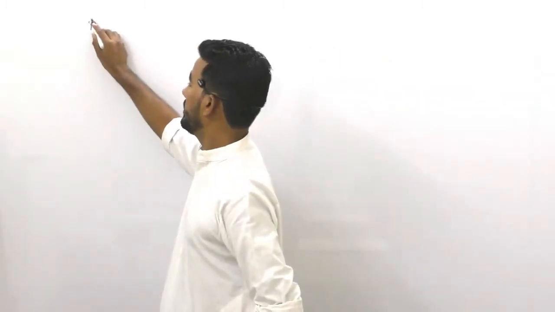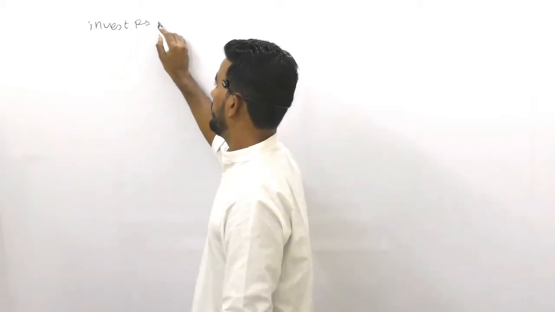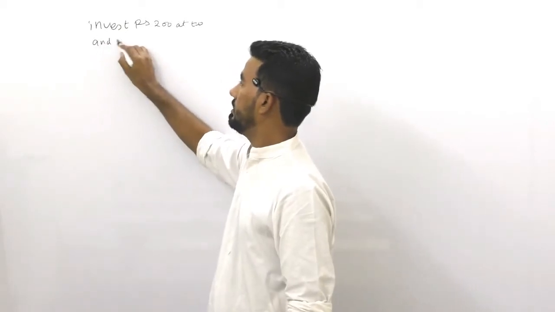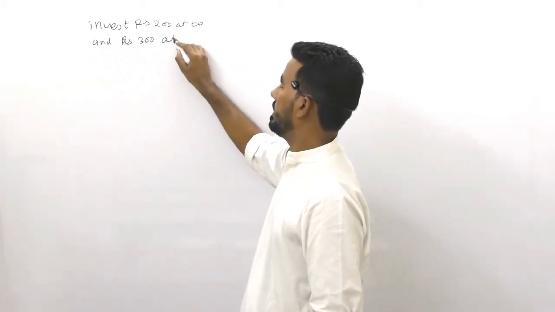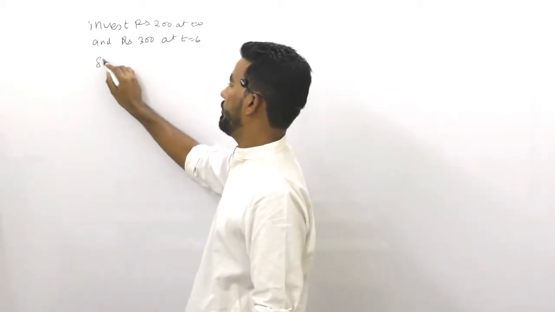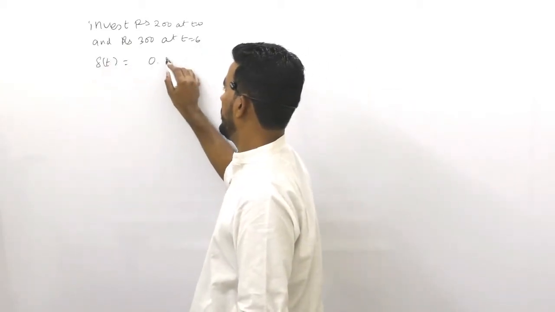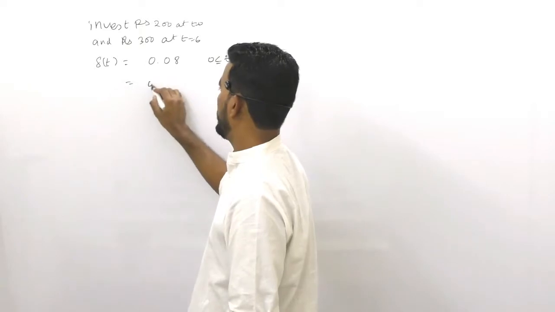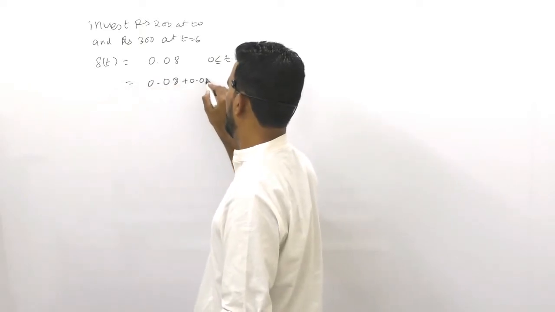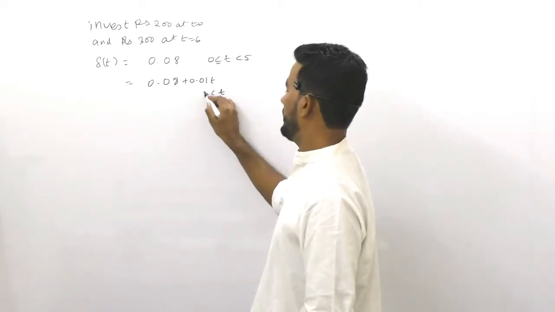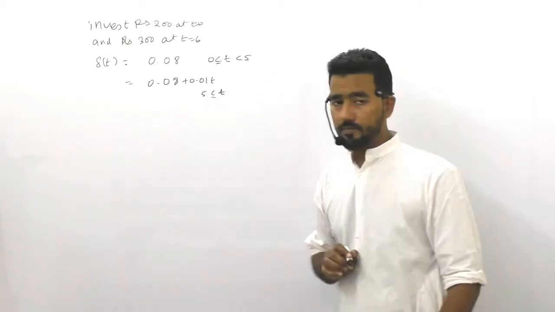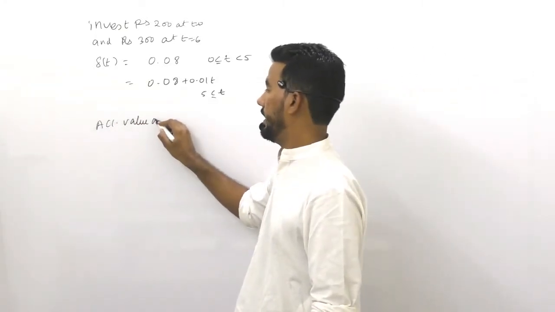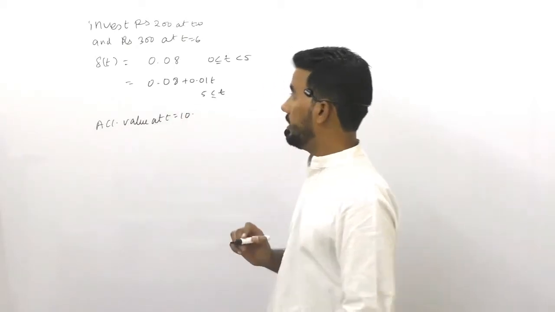Let's say invest rupees 200 at time 0 and rupees 300 at time 6. The force of interest is given as, let's say, 0.08 for t between 0 and 5, and 0.08 plus 0.01 t for t greater than 5, and we need to find the accumulated value at time 10. Now how do you solve this kind of a question?